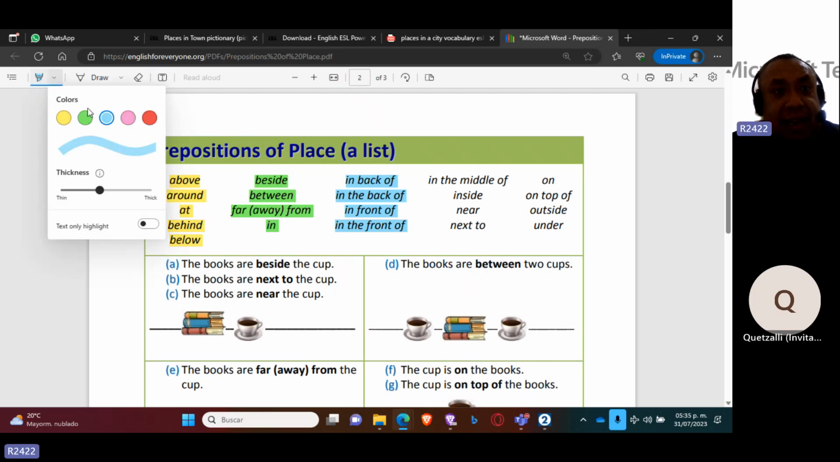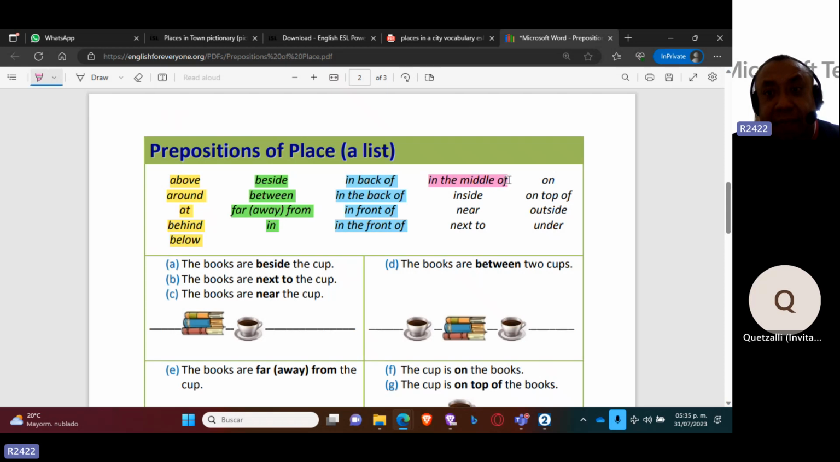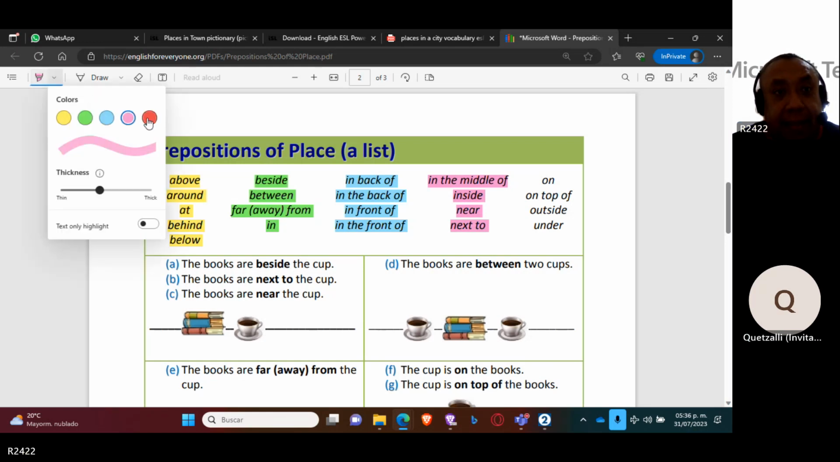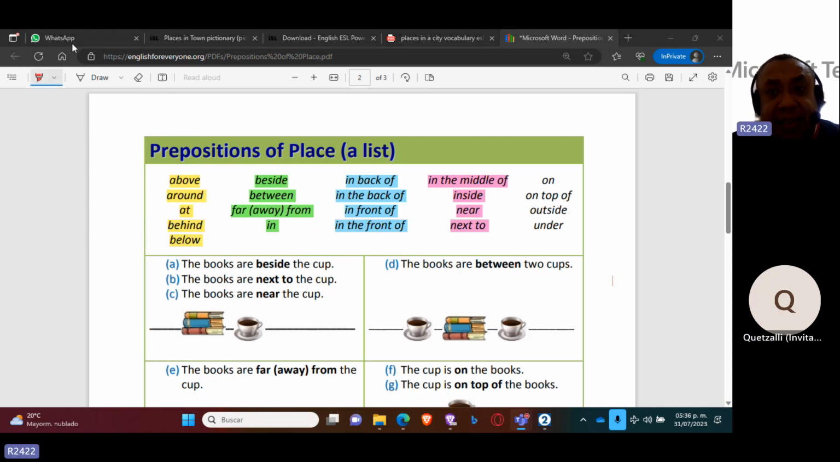Okay. Vamos a decir here, in the middle of, en medio de. Inside también es adentro de, en el interior de. Near, cerca de. Next to, junto a, o al lado de. On, encima de, o sobre de, sobre la mesa, por ejemplo, sobre el escritorio. On top of, en la parte superior de.